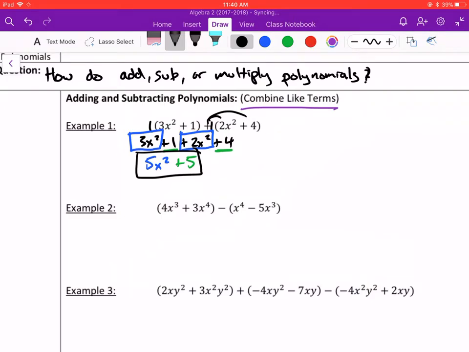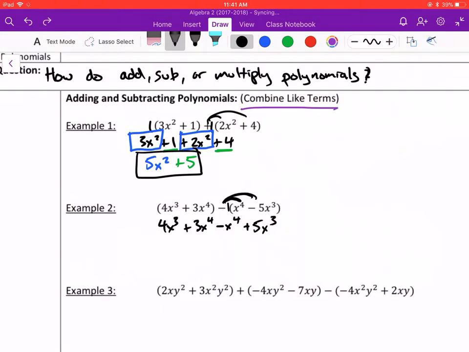What if I'm subtracting? I pointed out that you're actually distributing a 1 when adding, so it stays the same. But here, this is actually a negative 1, so you're distributing a negative 1 to each term. You have 4x cubed plus 3x to the fourth, and you're subtracting x to the fourth, because negative 1 times x to the fourth is negative x to the fourth. And negative 1 times negative 5x cubed makes it a positive 5x cubed.